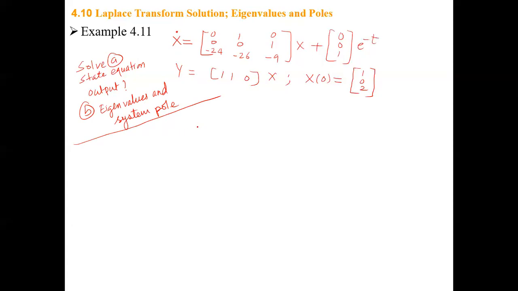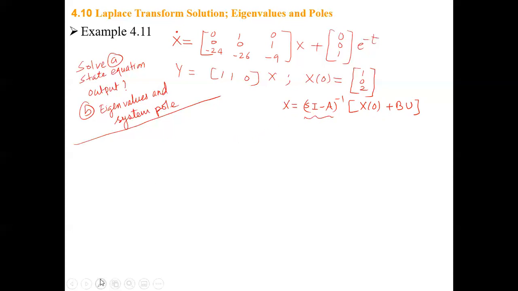Okay. So what is the formula we had? How do you find x? You have to find x and y, right? So what is the thing we did just before? What is your x from the previous slide? X equals (sI minus A) inverse times (x0 plus BU), right? That's what we did.